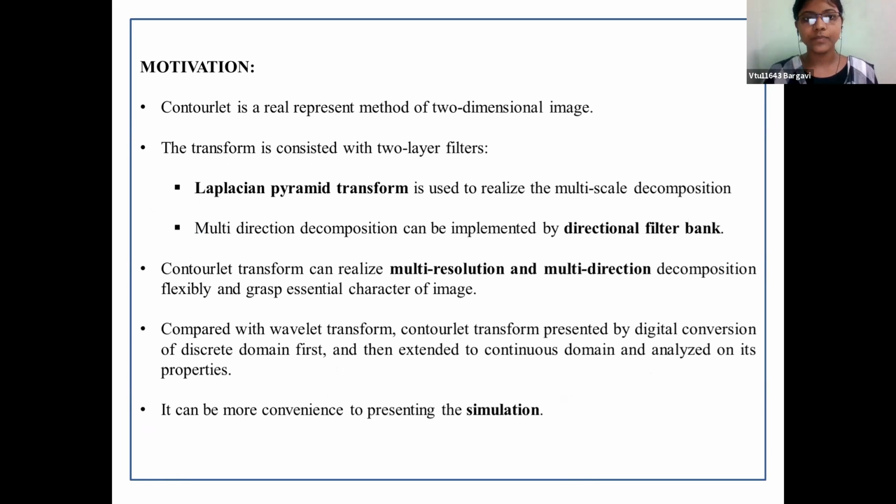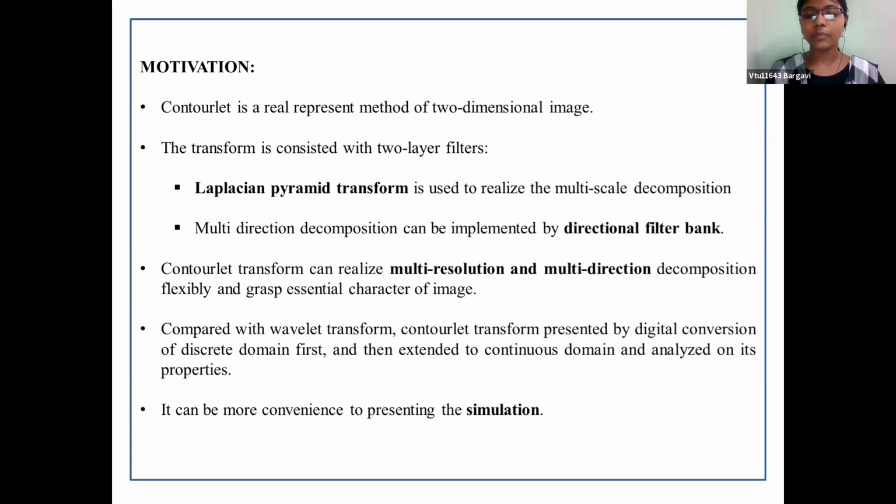Here's the motivation. Complex contourlet transform is a real representation of 2D images. The transform has two layer filters: the first one is the Laplacian pyramid transform, which is used to realize the multi-scale decomposition, and the second one is the directional filter bank, which takes care of the multi-directional decomposition. It performs both multi-resolution and multi-directional decomposition flexibly, and it can grasp all the essential characteristics of the image easily.